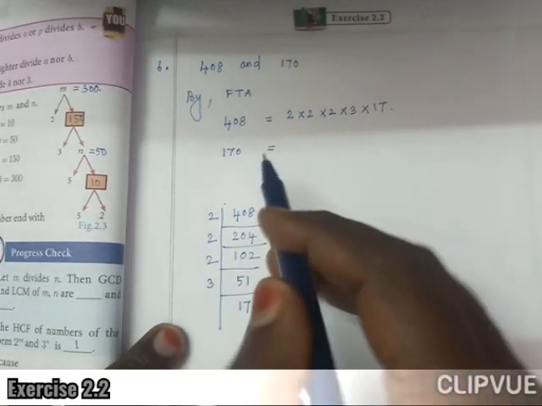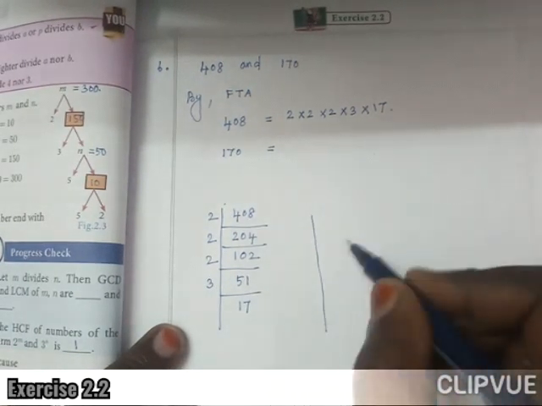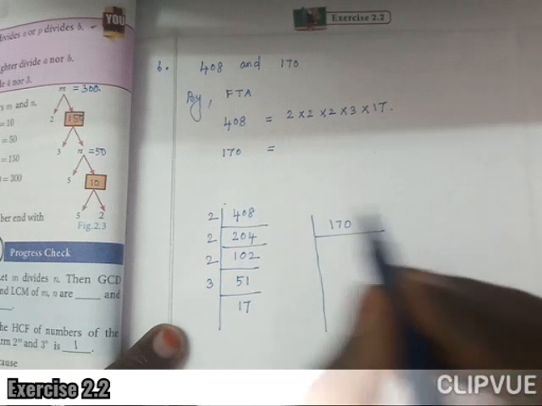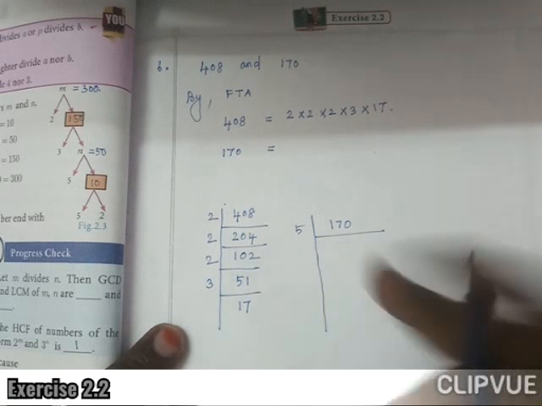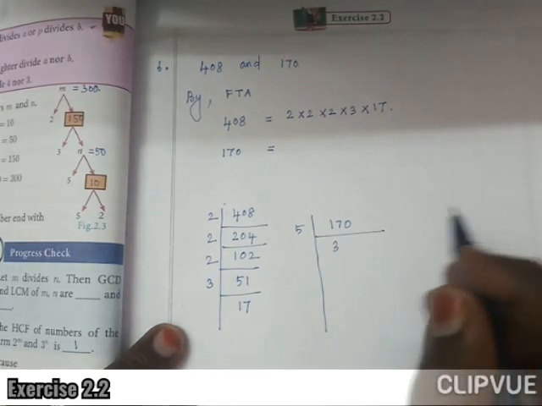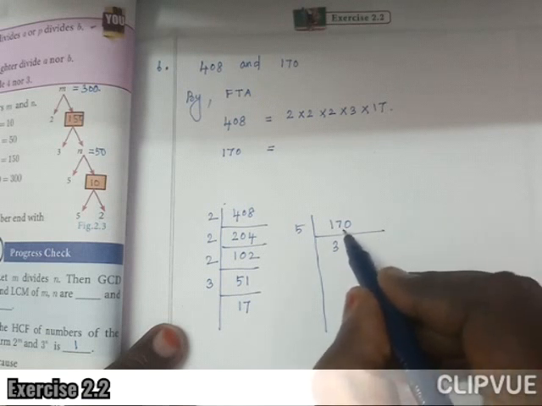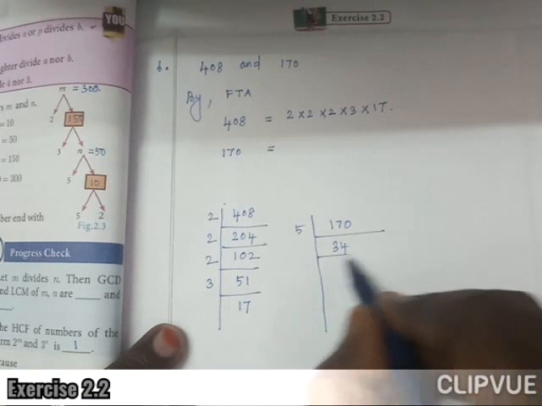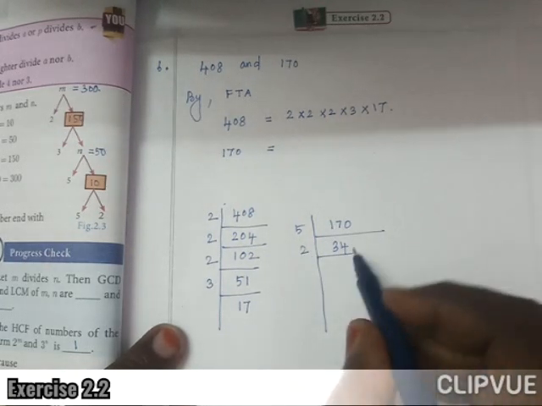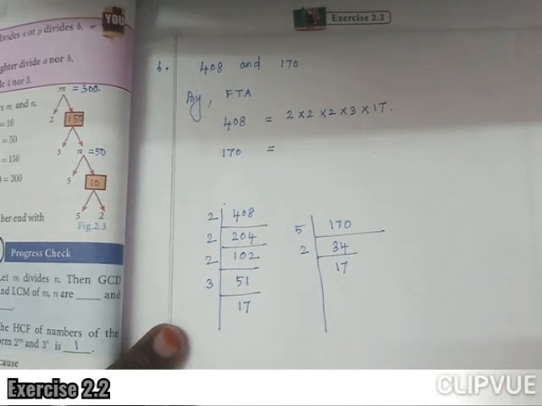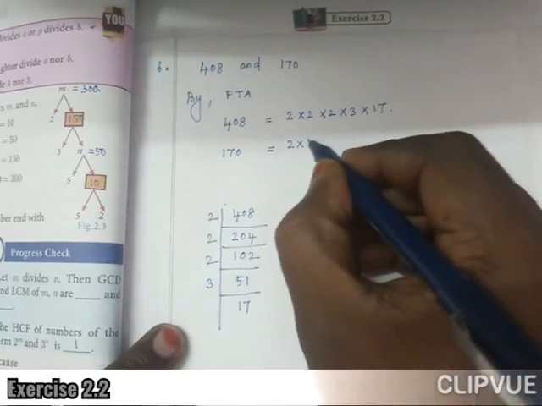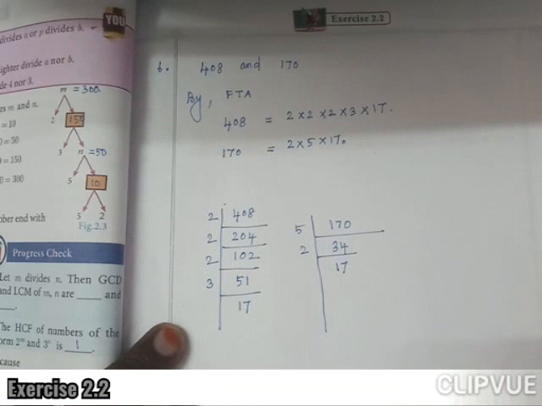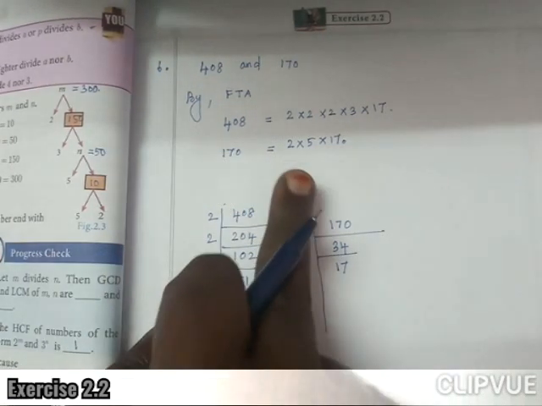Okay. Next one, 170. It ends with 0, so it will be divisible by 5. 5 threes are 15, remaining 2, so 20, 5 fours are 20. Then 2 table: 2 seventeens are 34. So 2 into 5 into 17, that is, 2 into 17 into 5.